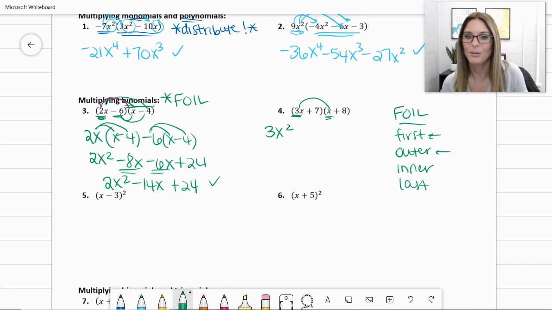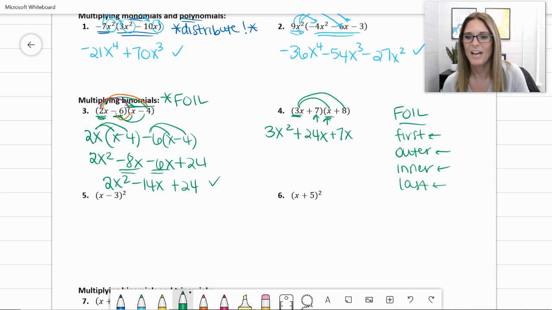Now we're going to do the outer, or the outsidemost terms. The 3x and the 8 get multiplied together to give me 24x. Again, I did something very similar on number 3 when I multiplied 2x and the negative 4 together. Next is inner, or the insidemost terms. The 7 and the x get multiplied together to give us 7x. We did that over here when we did negative 6 and the x.